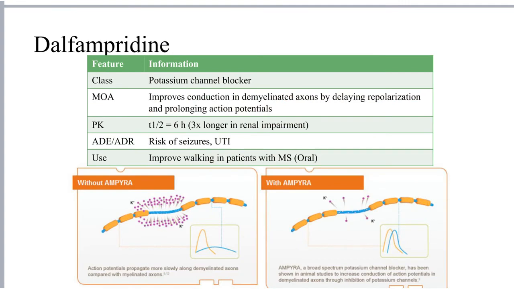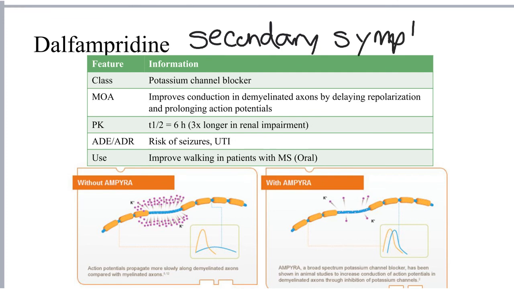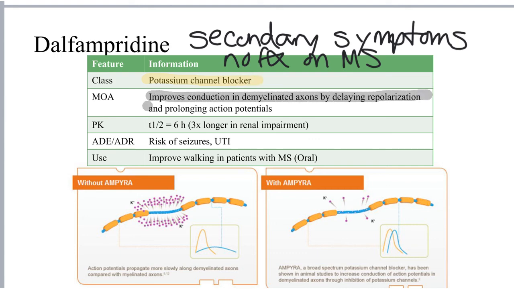One additional agent I will discuss is used in the treatment of secondary symptoms in MS. These are symptoms that are caused by myelin damage to axons, and they can sometimes be remedied with therapies that have no effect on the underlying pathophysiology. One such agent is dalfampridine, which is a potassium channel blocker. In MS, its mechanism is that it improves conduction in demyelinated axons by delaying repolarization and prolonging action potentials.